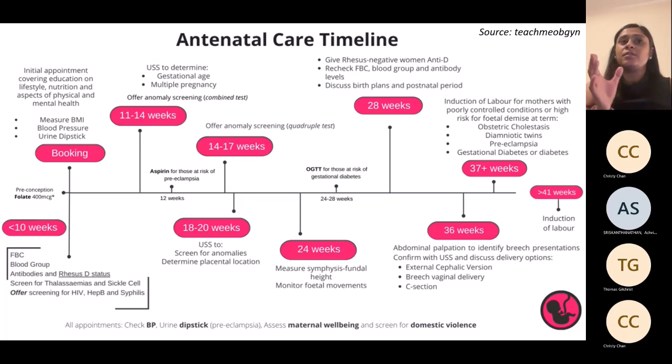We obviously know that term is defined between 37 and 41 weeks. And so it's important to remember that anything above 41 weeks, we would count as post dates and generally encourage people to deliver at this point due to the significant risk of stillbirth.